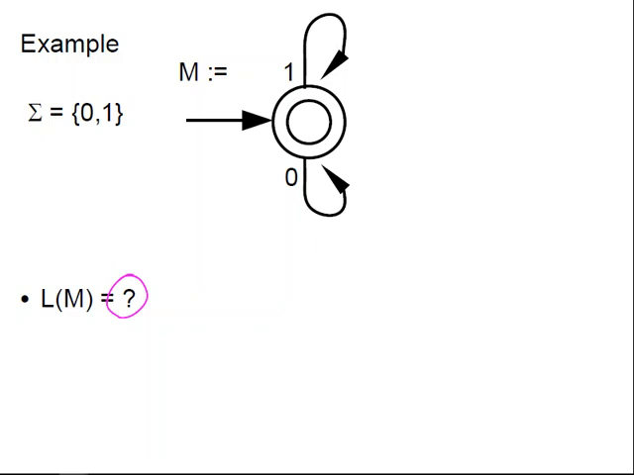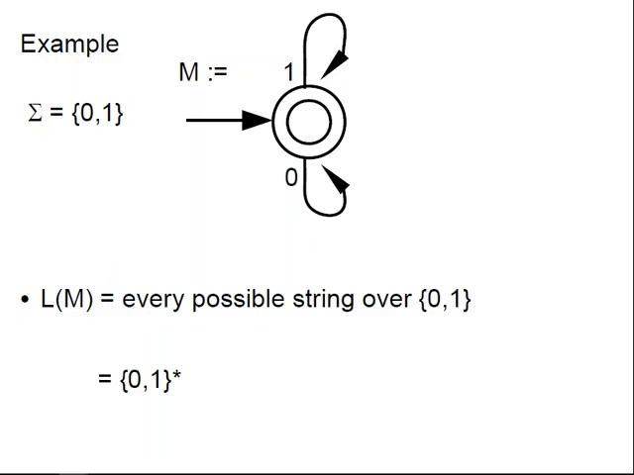Done? Okay, good. So let's see. It accepts every string, right? It accepts every possible string over 0, 1, which we denote by the set 0, 1 star. This is the so-called Kleene star. And this means every string over the alphabet 0, 1.